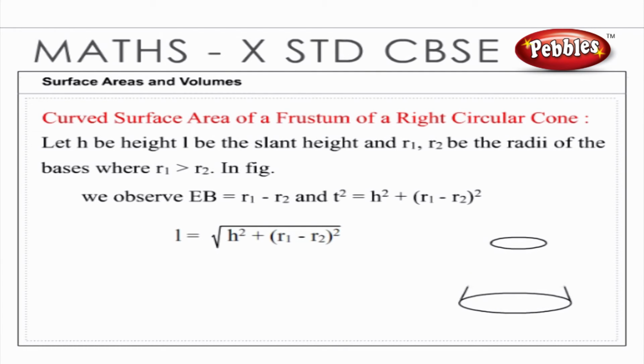Curved surface area of a frustum of a right circular cone. Let H be height, L be slant height, and R1, R2 be the radii of the bases where R1 is greater than R2. In the figure, we observe EB is equal to R1 minus R2 and L squared is equal to H squared plus (R1 minus R2) the whole squared. L is equal to root of H squared plus (R1 minus R2) the whole squared.